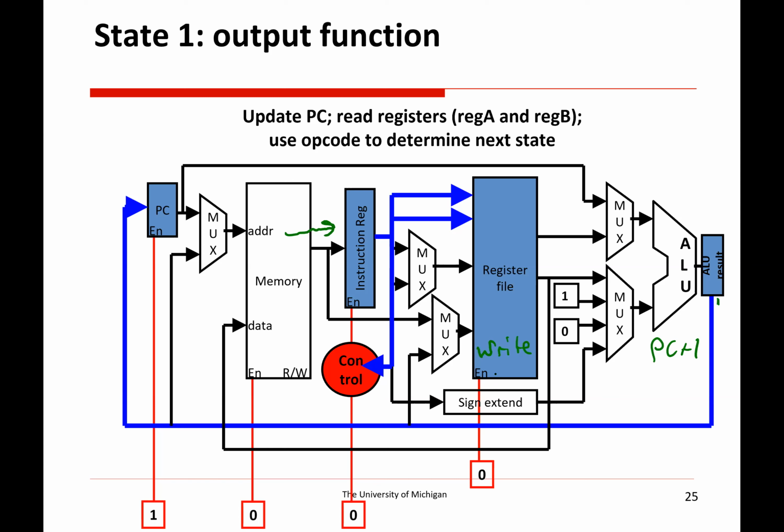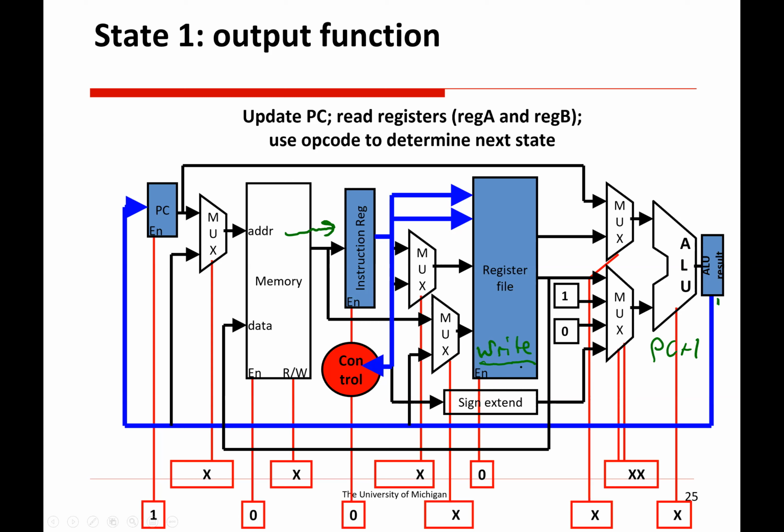The register file, we're not... Sorry, I always get tripped up on this. We are reading from the register file, but we're not writing to the register file. This is a write enable. So we set that to 0, and all the other muxes don't matter.